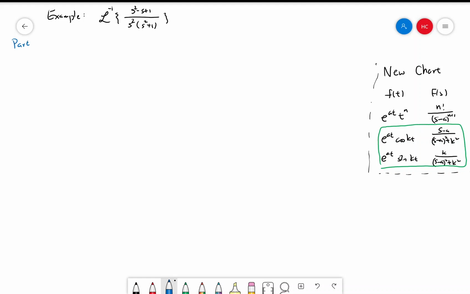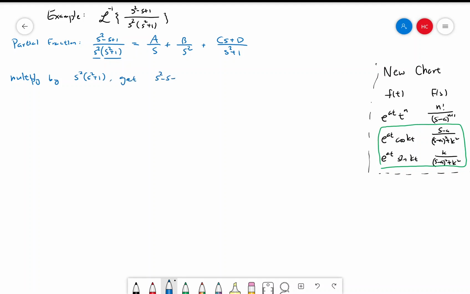So using the method of partial fractions, we can assume the original fraction is equal to: s squared is the duplicated factor, so we have a over s and b over s squared. And s squared plus 1 is the quadratic factor that does not further factor, so we have (cs + d) over (s squared plus 1). Same trick: we first multiply by the common denominator, so we get s squared minus s plus 1 equals a s times (s squared plus 1) plus b times (s squared plus 1) plus (cs + d) times s squared.